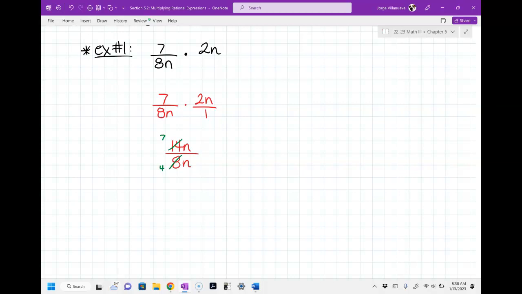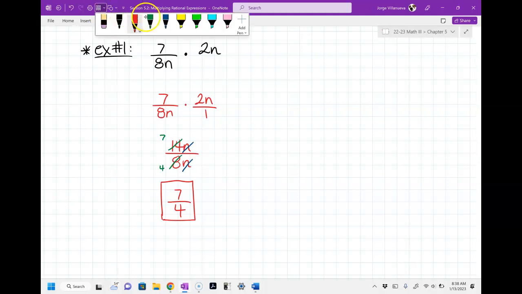What about n divided by n? What happens to that? They cancel out. Let me change the color here, that way you know that was a whole different step. So all that's basically left is 7 over 4. And that's it. You're done. Now this is one way of doing it. If you want to see another way, we can do it another way.